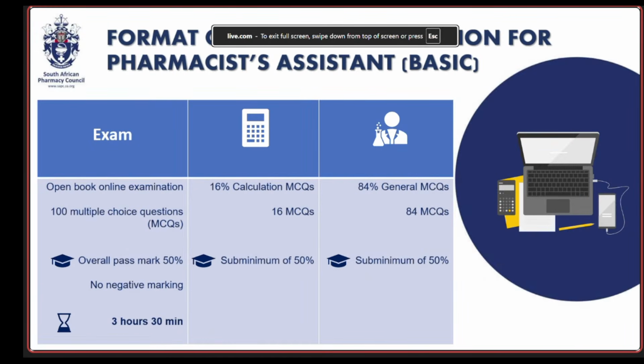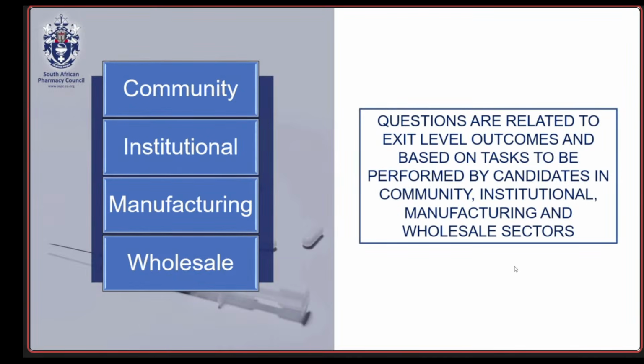All right. The calculation section is 16% of your paper in MCQs. That means there are 16 MCQs, and you have to pass that section on its own. So you need 50% in the MCQs for calculations, and for the 84 questions on the general section, you need to pass that separately as well, with a sub minimum of 50%. So you need to get 42 of those questions correct. You have 3.5 hours in which you need to complete this exam.